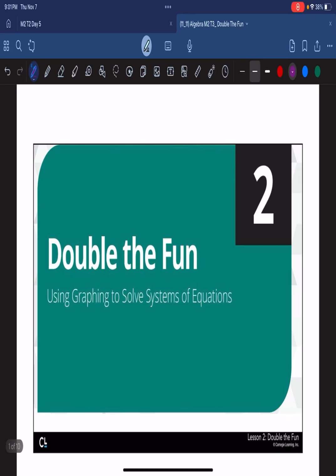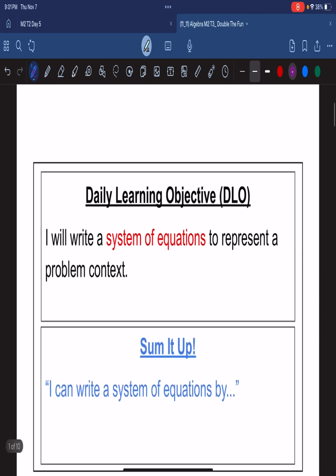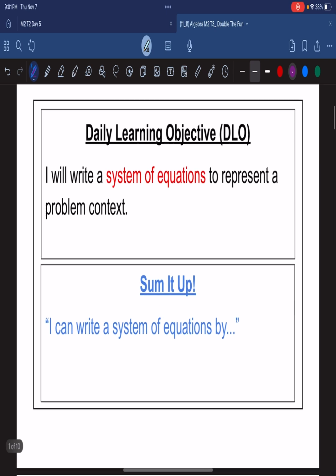Today we're going to be doing Module 2, Topic 3, Lesson 2, called Double the Fun, using graphing to solve systems of equations. Our goal for today is we're going to write a system of equations to represent a problem context.